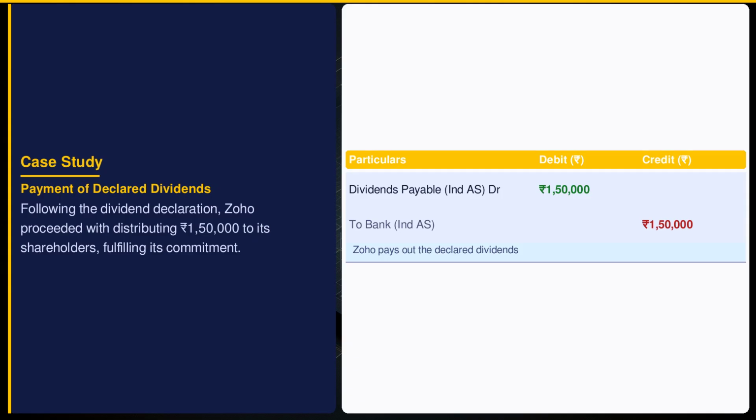Paying out dividends is the final step in the dividend declaration process, fulfilling Zoho's obligation to its shareholders. The debit to dividends payable indicates settling the liability, while the credit to bank reflects the cash outflow. This transaction demonstrates Zoho's ability to generate sufficient profit to reward investors, strengthening shareholder relations and enhancing future investment potential.